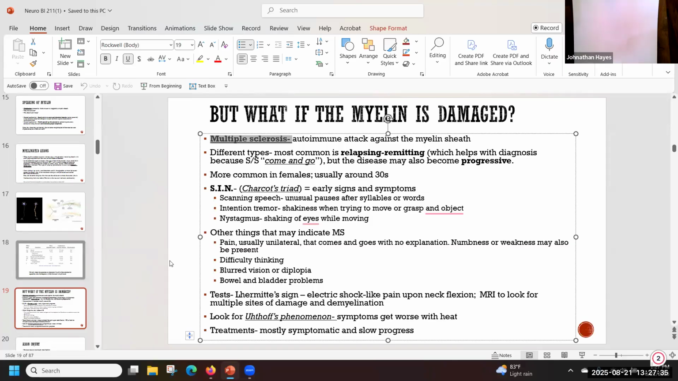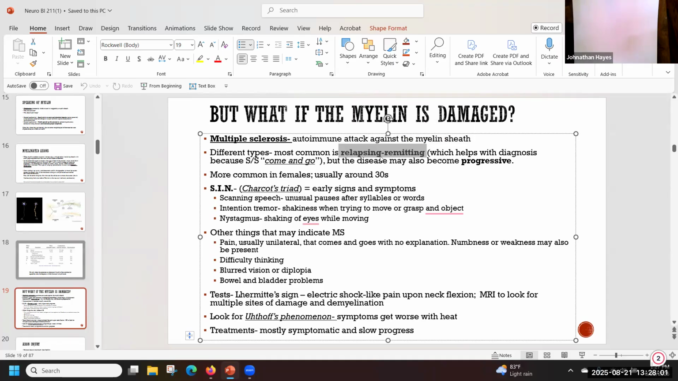If you end up going into colder environments, the condition seems to relapse a little bit more. But regardless, when you have these demyelinating diseases, whether they're relapsing, remitting, which again helps with the diagnosis, because if somebody says, I have all these conditions, and then they go away for a short amount of time, and then they come back, and then they go away, that helps you with the diagnosis.